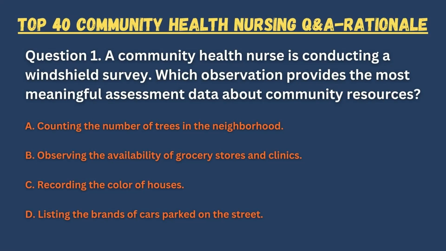Question 1. A community health nurse is conducting a windshield survey. Which observation provides the most meaningful assessment data about community resources? A. Counting the number of trees in the neighborhood. B. Observing the availability of grocery stores and clinics. C. Recording the color of houses. D. Listing the brands of cars parked on the street.